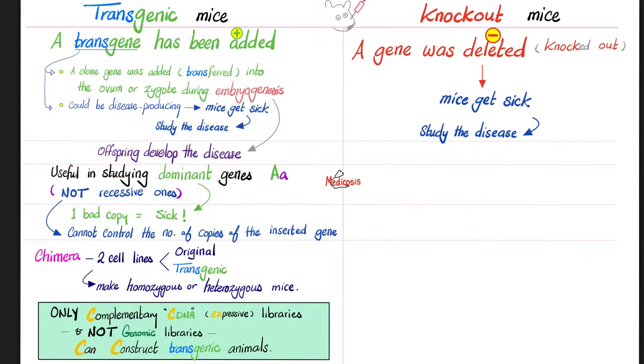The problem with this technique is that you cannot control the number of copies of the inserted gene. But this can be helpful in studying dominant genes, because remember, in autosomal dominant diseases, you only need one bad copy to become sick. So you only need one bad transgene to cause the disease. So dominant diseases can be studied. But in recessive diseases, remember, both copies had to be abnormal so that I suffer the disease. And since I cannot control the number of copies, I won't be able to study recessive diseases or recessive genes.